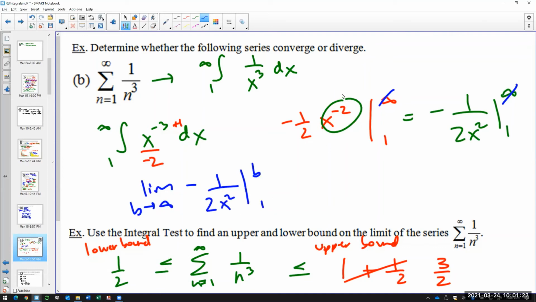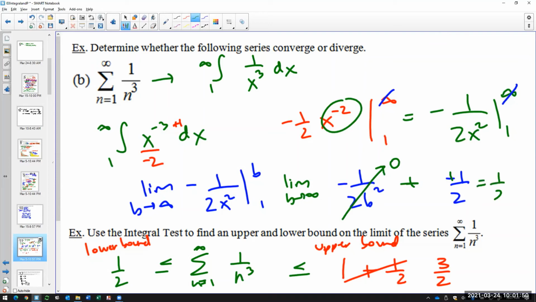Okay, what do you do next? First, you plug in your b. Then you plug in your 1. Take it a step at a time. Then you slap a minus sign in between. And this is still a limit problem. If you have minus, minus, you're going to get a plus here. Now let's do the limit. As b gets bigger and bigger and bigger, what's going to happen to this first term here? 0. What's my answer going to be?